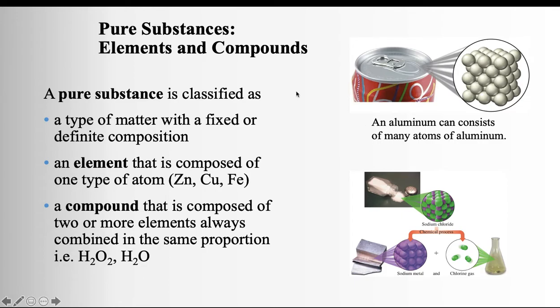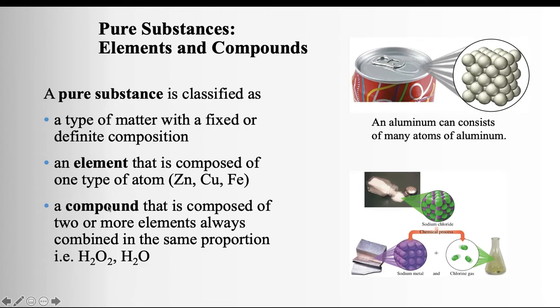A pure substance, then, we'll take them in turn, is classified as that matter which has a fixed or definite composition. We can talk about a pure substance as an element or a compound. All the elements that are pure substances are found in the periodic table. So any element that you find in the periodic table is a pure substance. It is not mixed with anything else. It has a definite composition. In the case of the element, they're made up of, let's say, zinc or copper or iron. So they have a definite composition.